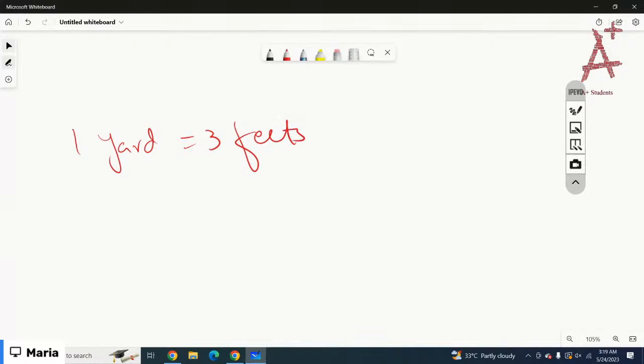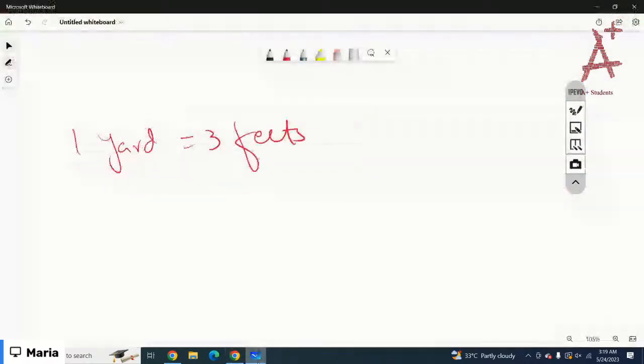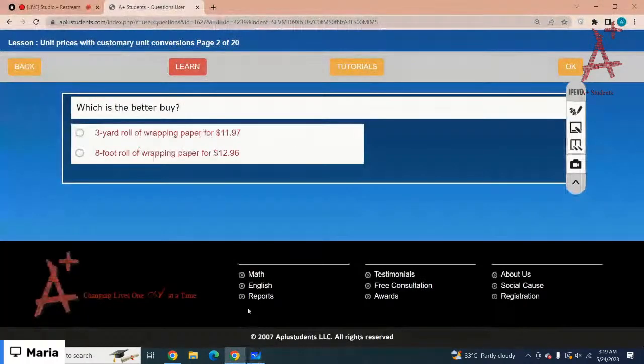Got it? Let's see which is the better option. Here you have 3 yards, so that means 3 times 3 is 9. Got it? So divide 11.97 by 9. 11.97 divided by 9 is 1.33.